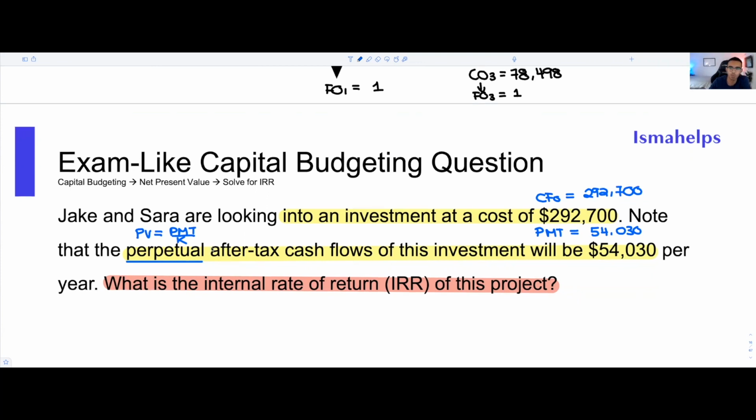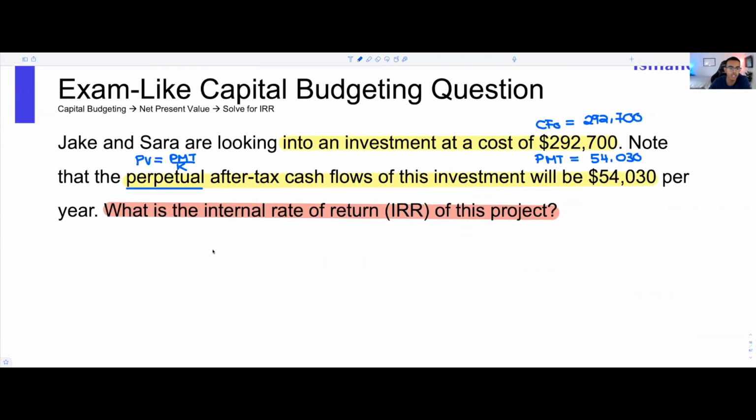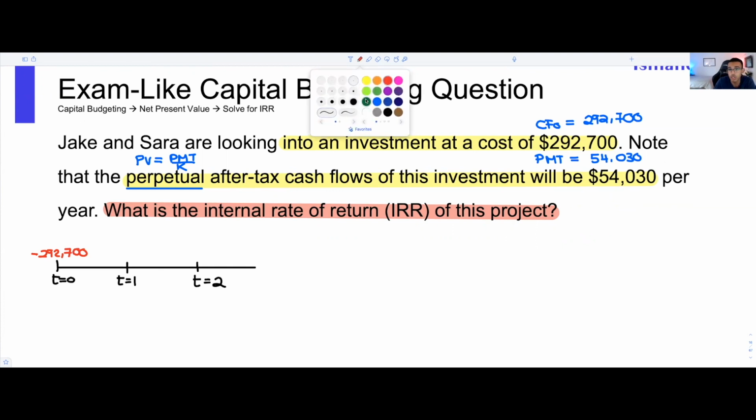What I'll do just for good practice is I'm still going to draw the timeline such that you have something to refer to that could give you that active recall on what we're doing here. So in this case, you could draw the timeline fairly easily. You have t equals 0, t equals 1, then t equals 2. We're going to leave it at that for now because we don't need anything more, since we're dealing with a perpetuity. But what you notice quickly is that here we're going to have 292,700, but then we're going to have that perpetuity that's going to come into play.